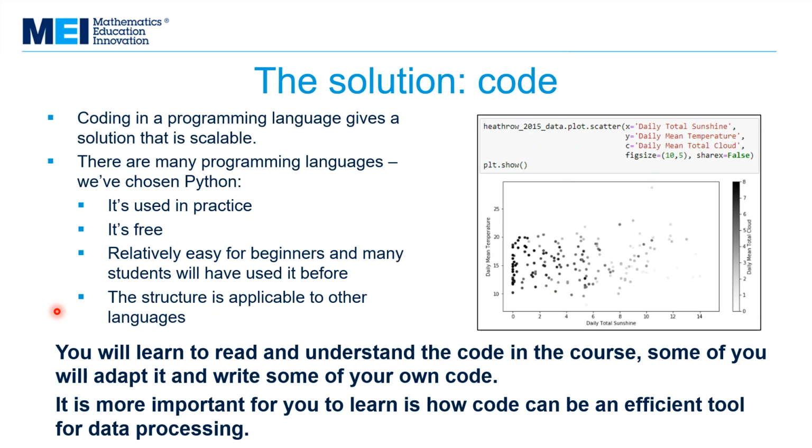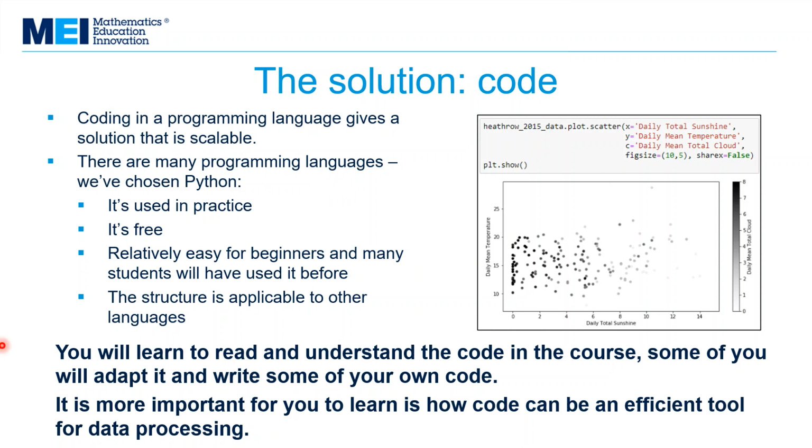So we're going to move over to using code. We're going to use Python as our code for a few reasons. It is genuinely used by data scientists. It's free. It's fairly easy for beginners to get started with, and many of you will have used it before, and this can be applied to other languages. And the main thing is, once we've written code, it's scalable and usable for other problems. The rest of this course is going to be looking at Python code for data science.